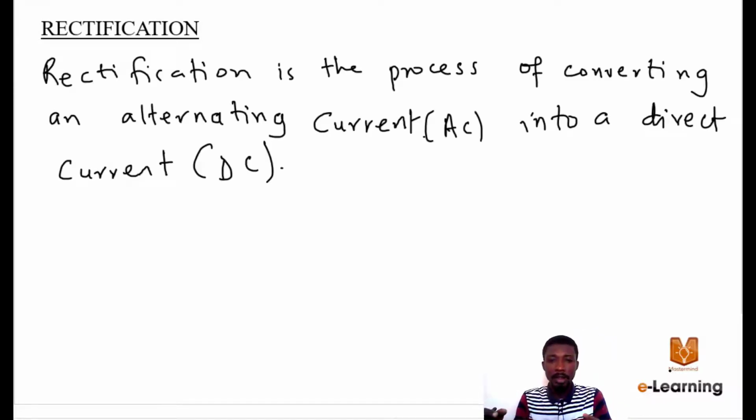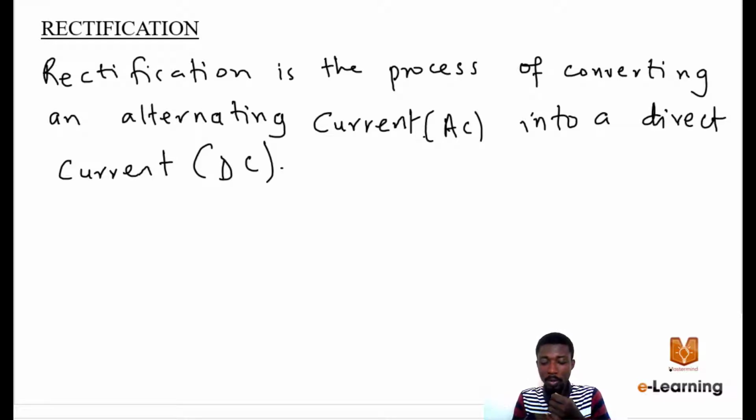So rectification is the process of converting an alternating current, which can be shortened as AC, into a direct current, mostly shortened as DC. So just note that from this topic onwards, when I say AC, I'm referring to an alternating current. When I say DC, I'm referring to a direct current. Now, the diode converts an AC to a DC.